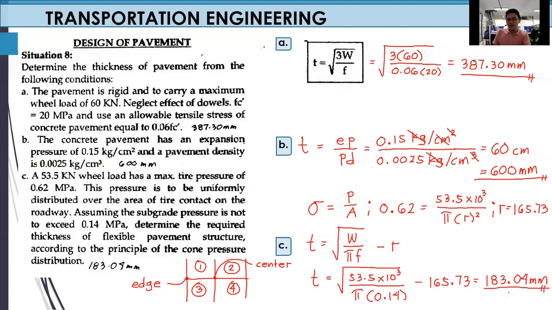As you can see, for a flexible road, the pavement thickness can be made thinner.